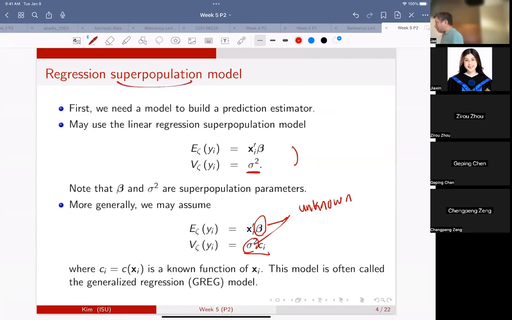So these are superpopulation parameters. The finite population is regarded as a realization of a model, and we call that model a superpopulation model. Because we allow for unequal variance, the model is called the generalized regression model, in short, the GREG model.